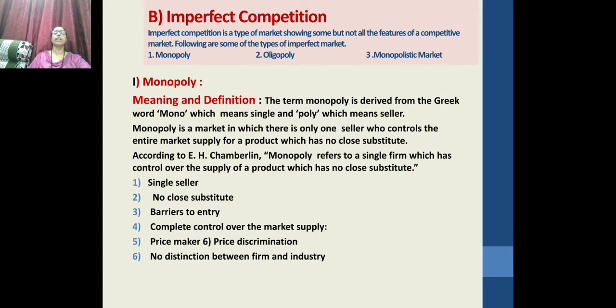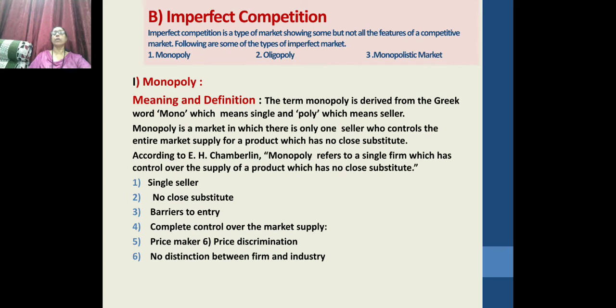Fourth, it is complete control over the market. When we studied the definition itself, we came to understand that the monopolist has complete control over the market. How does he control the market? Because he is the only producer. Nobody else produces the product. So he is having the control. He can raise the price, he can minimize the price, he can sell, he can choose not to sell, he can do whatever he likes because he is the sole producer.